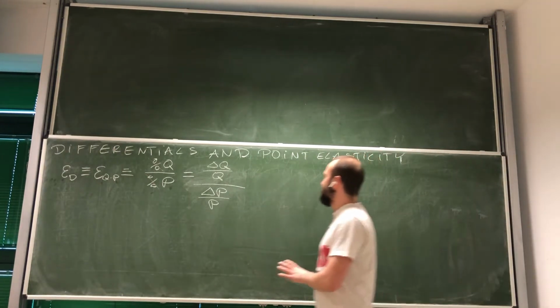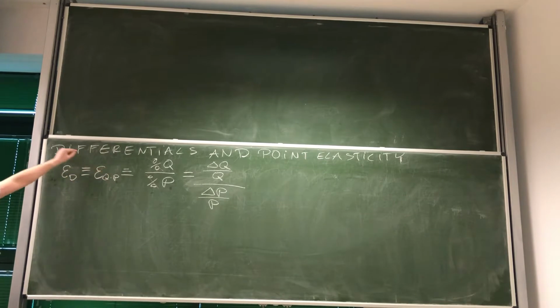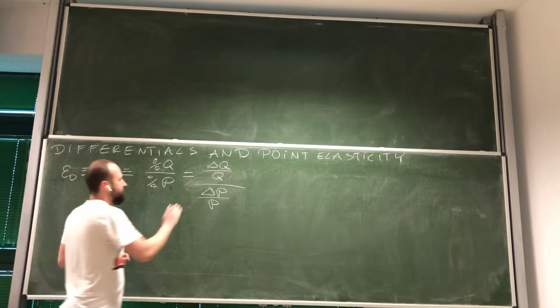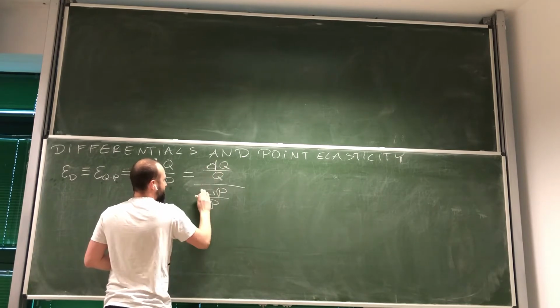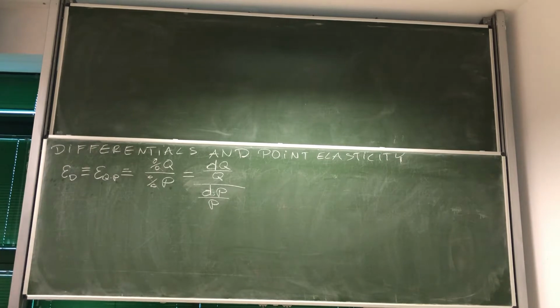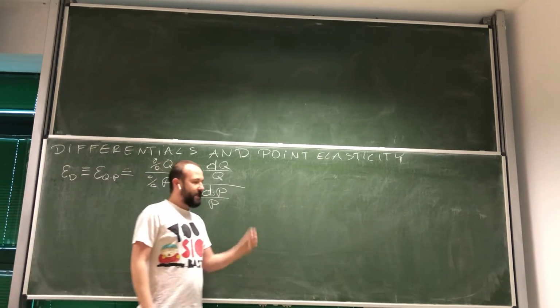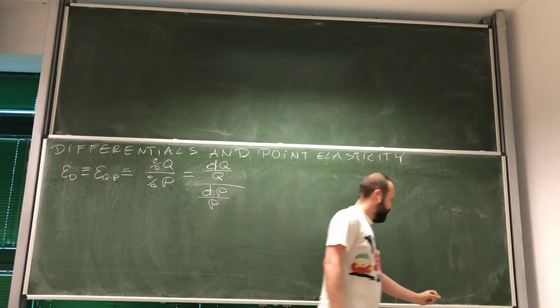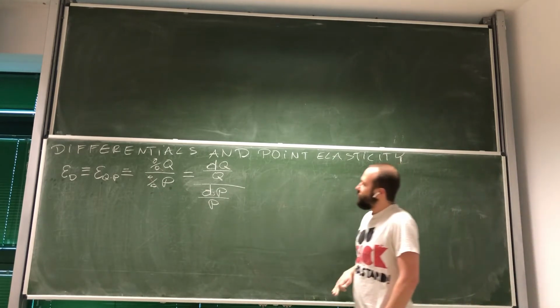What do I mean by that? Look, if we're going to be moving not by some amount, but by some very, very small amount, we need to change delta Q to dQ, and delta P to dP. So now look, you can imagine that we are analyzing the entire demand function point by point, because this is what we do.